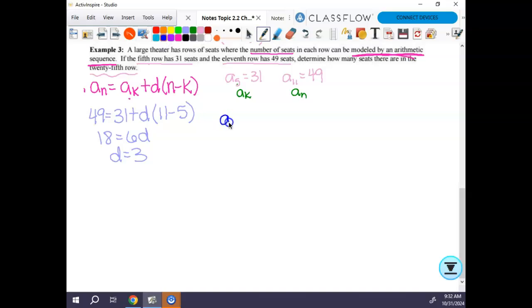So now I write my A sub n, which means I'm going to mark out that term so I don't accidentally use any of that stuff. A sub n is 31 plus 3 times n minus 5. Then I want to find the 25th term to figure out the 25th row. You go ahead and work on that while I hand out the assignment, and then we'll double check ourselves.